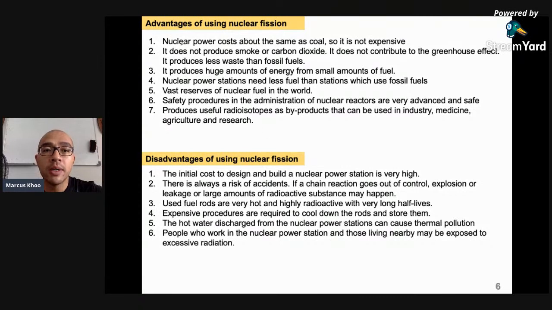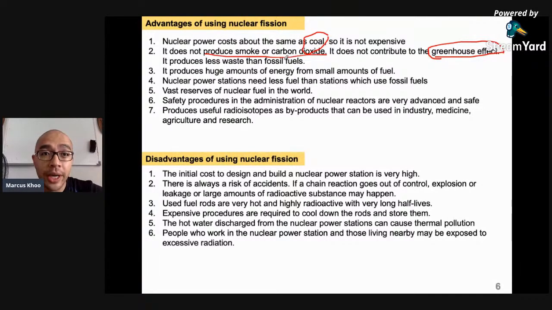Okay, so nuclear power costs about the same as coal. So it's not that expensive. But the good thing is it does not produce smoke or carbon dioxide as compared to coal. Most of our power plants use coal, bahan api, arang batu. So it does not contribute to the greenhouse effect. And as you know, with the greenhouse effect, carbon dioxide and smoke, and actually water also, are contributors to the greenhouse gases.